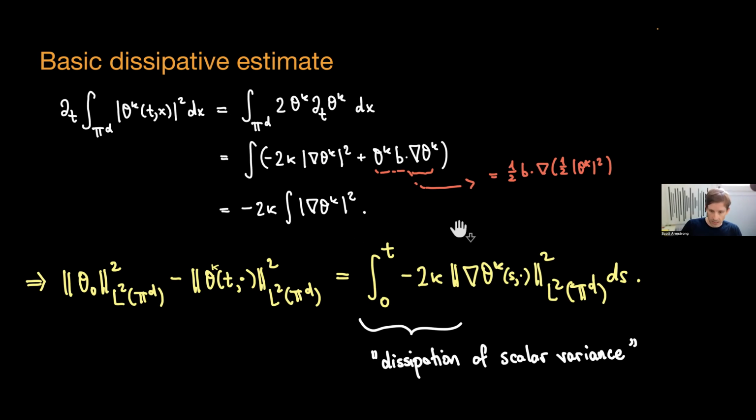And so you can call this thing, if you want, the dissipation of scalar variance. Okay. And you see there's a kappa in front here. So if somehow the solutions theta kappa, which depend on kappa, would be uniformly bounded in their gradient in L2 as kappa goes to 0, then this term would be a O of 1, but there's a kappa in front, so it would go to 0.